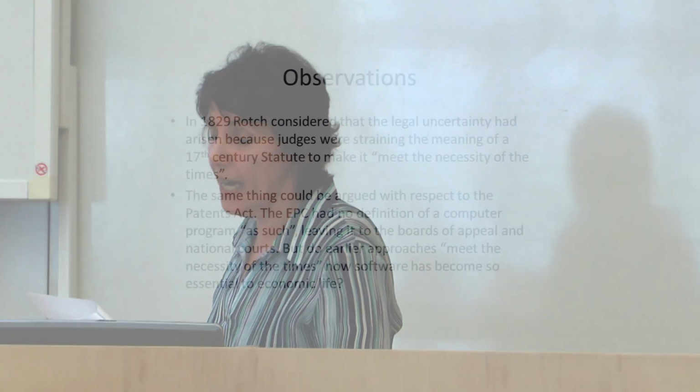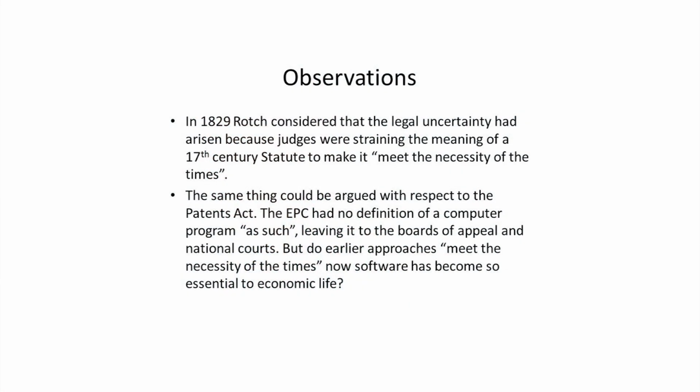In 1829, Roch had considered that the Statute of Monopolies, a product of the 17th century, was no longer in tune with the needs of society. He considered that the legal uncertainty had arisen because judges were straining the meaning of the Act to make it meet the necessities of the times. The same thing could be argued with respect to the Patents Act.